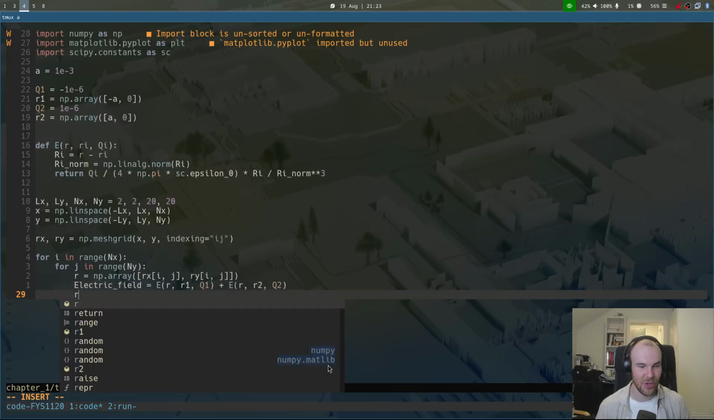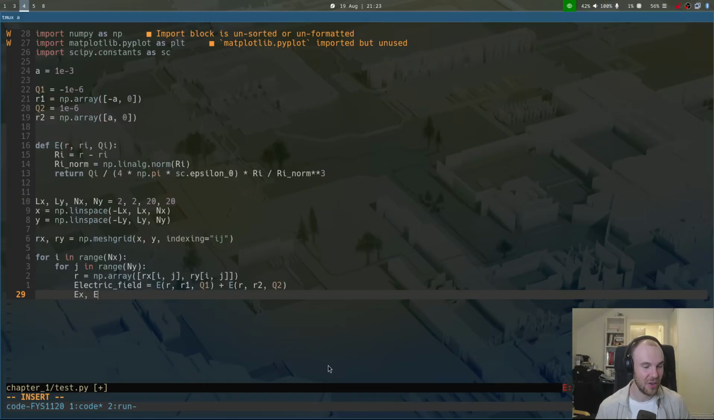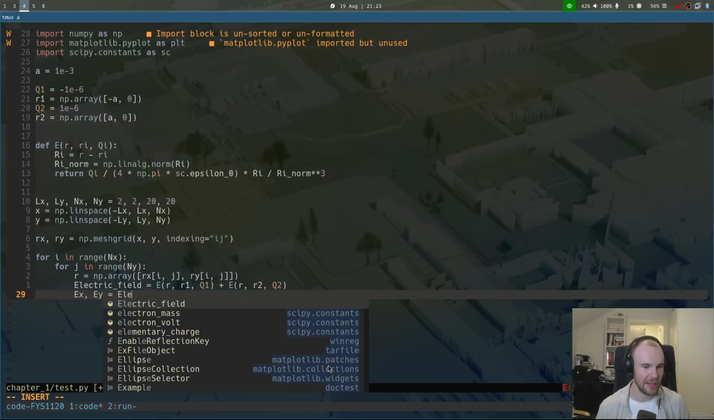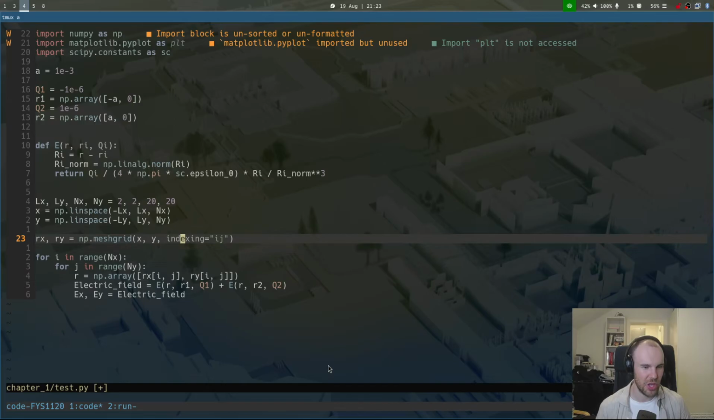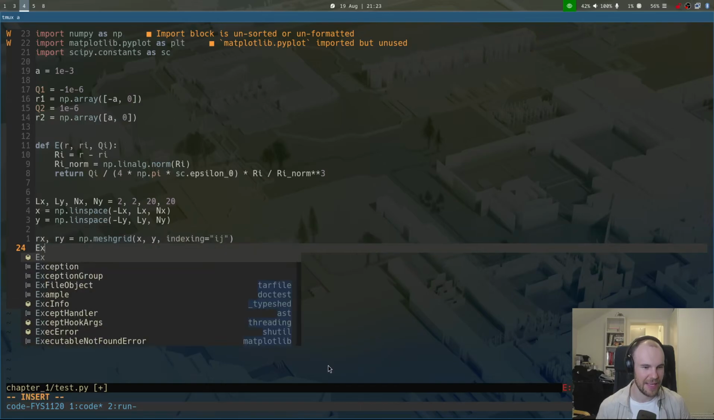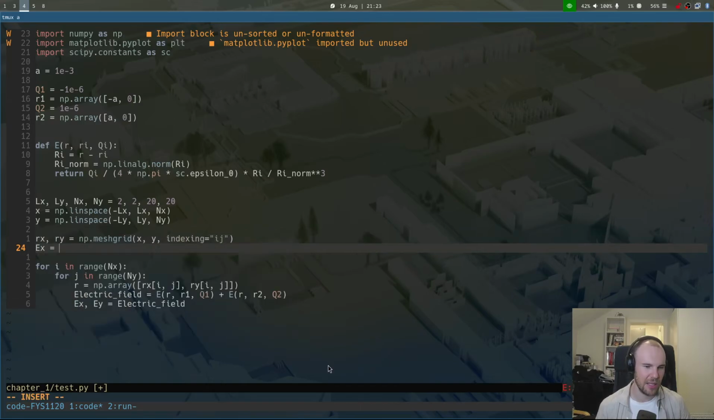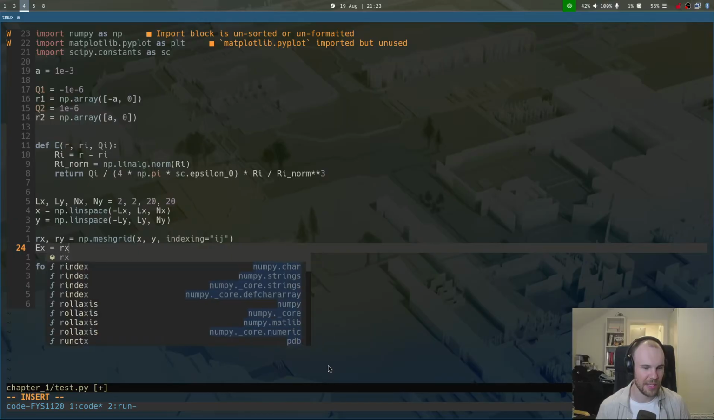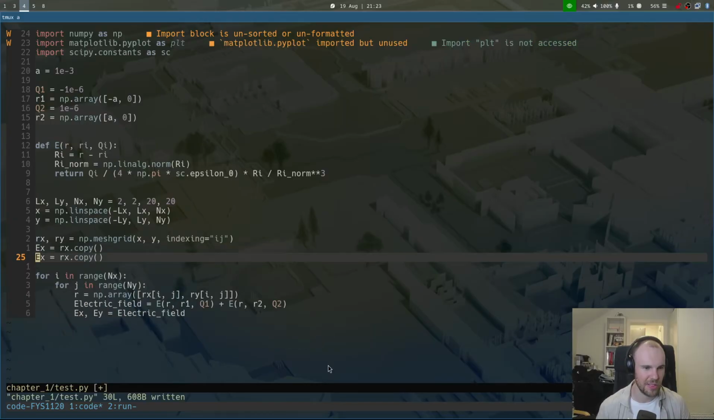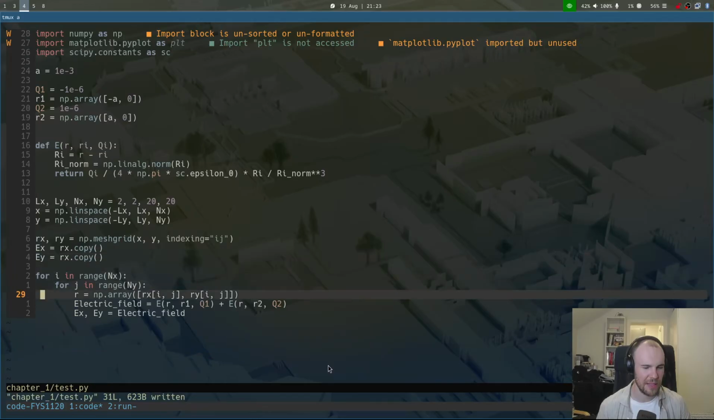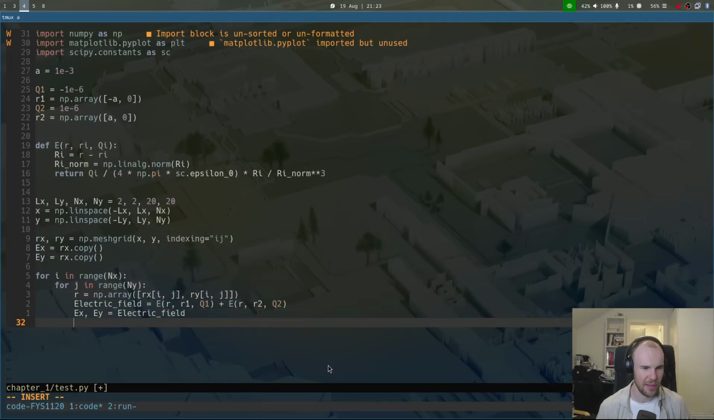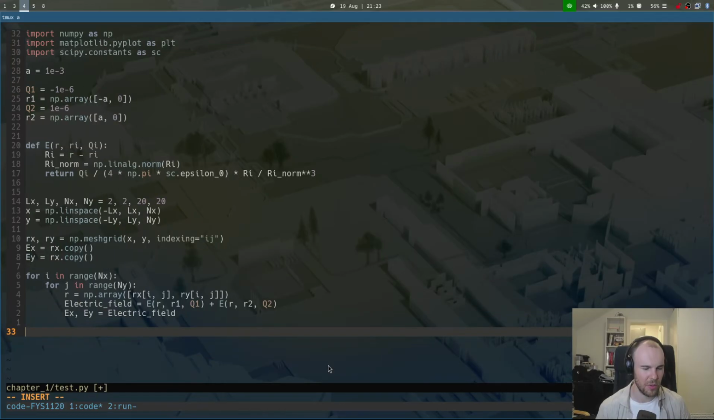And then, of course, what we can do is state that EX, comma EY is equal to the electric field. So we just unpack that, and then we can say EX. I need EX someplace. So EX is Rx.copy because it's the same dimensions, and EY. We don't need it like that. That should be all right.